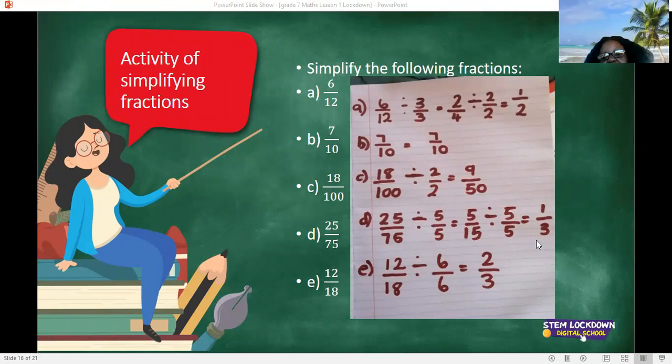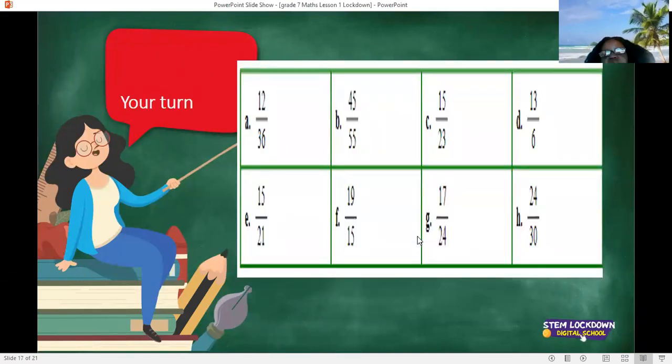And the last one is 12/18 divided by 6/6. Then 12 divided by 6 gives us 2, and 18 divided by 6 gives us 3. Okay, so you can also do this at home. I had someone saying they already know. Yes, remember, if you already know something, it doesn't mean that someone else knows it. And this is a recap of what you have done in grade 6, introducing you to grade 7 work. And then hello, you can do this at home.